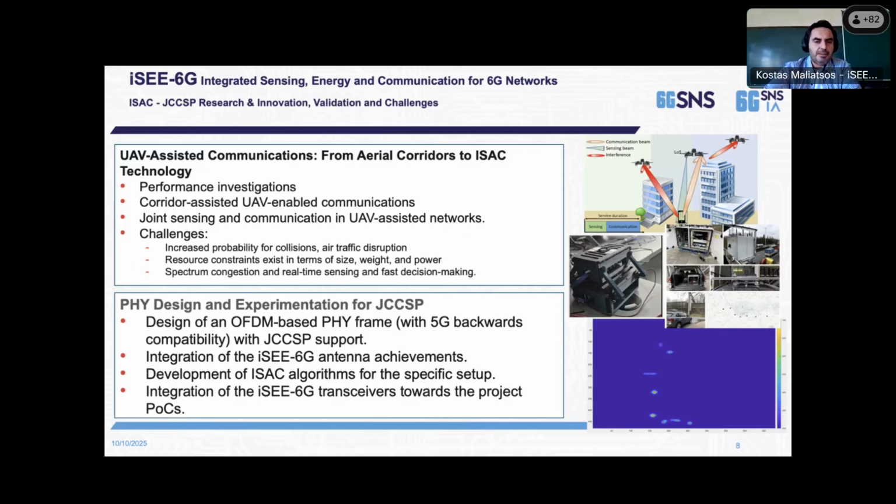And the key steps here are the design of this OFDM-based physical frame that performs all these multifunctionalities, the integration of the IC6G antenna modules with the beamforming arrays and the RIS elements into real POCs, and the development of ISAC algorithms that are tuned for UAV and FR2 setups. And all these are going to be tested not only in the lab, but also in outdoor environments with proof of concepts that will be performed at Orange Romania test beds and at the IMEC 6G lab.